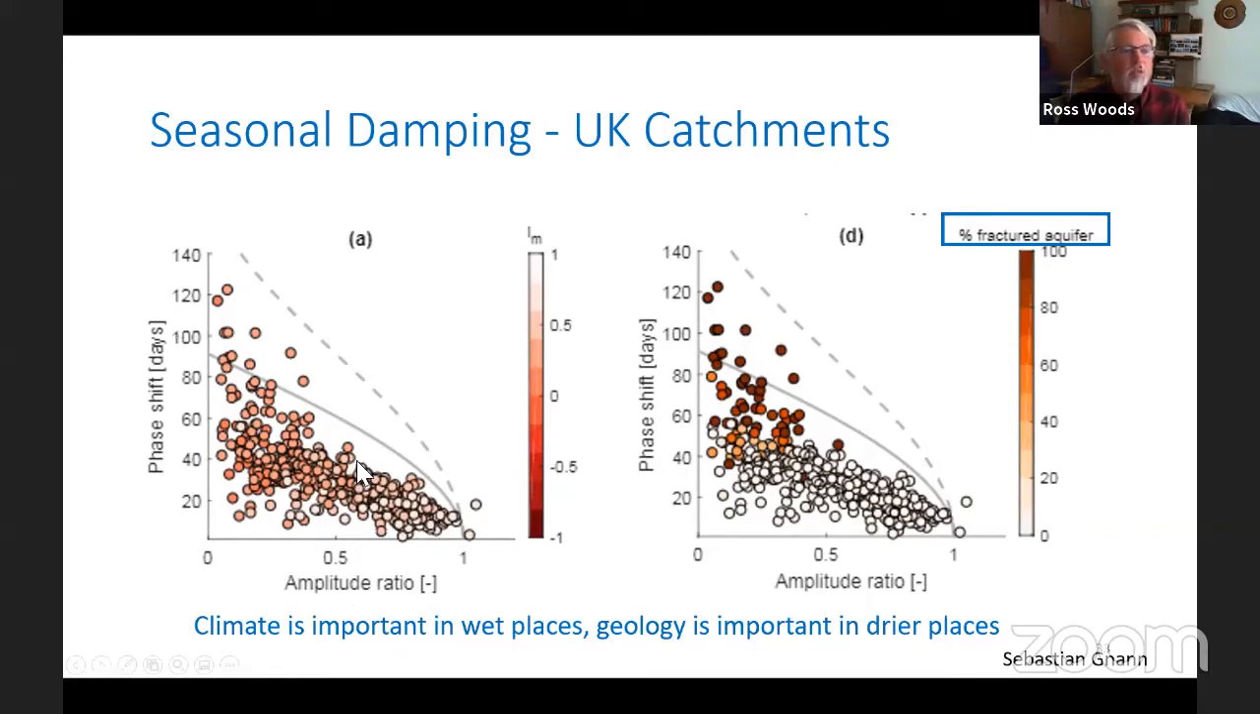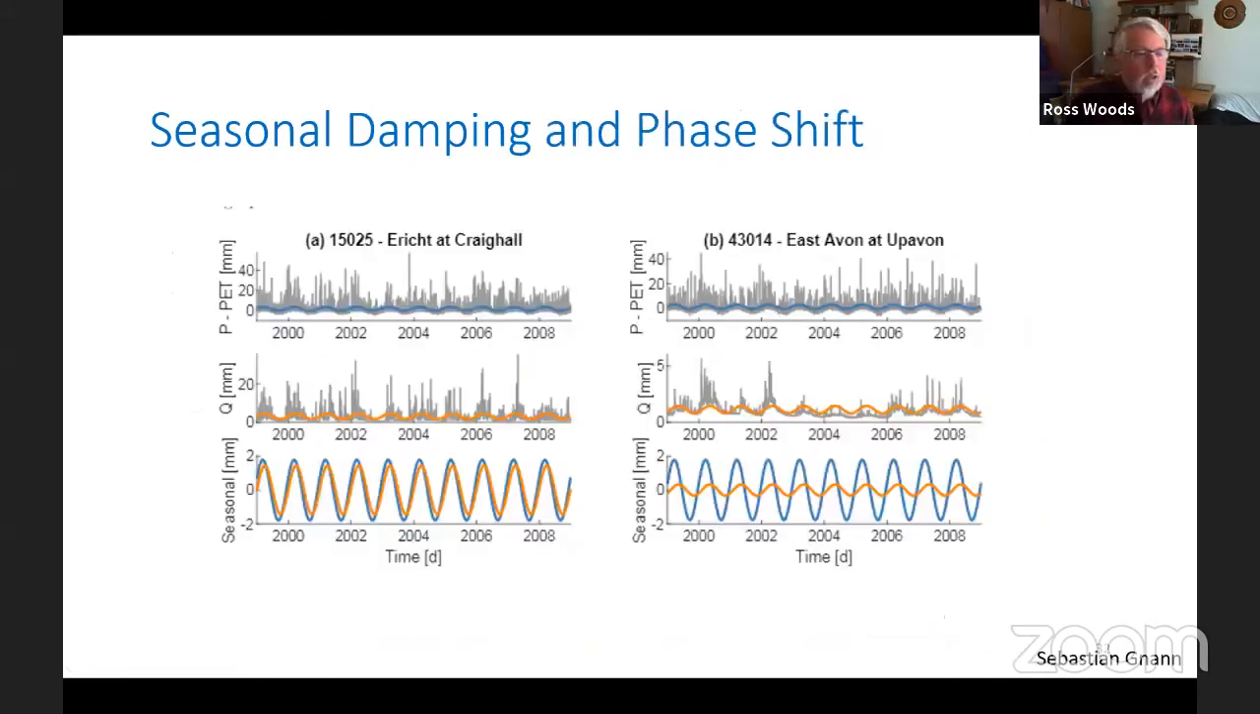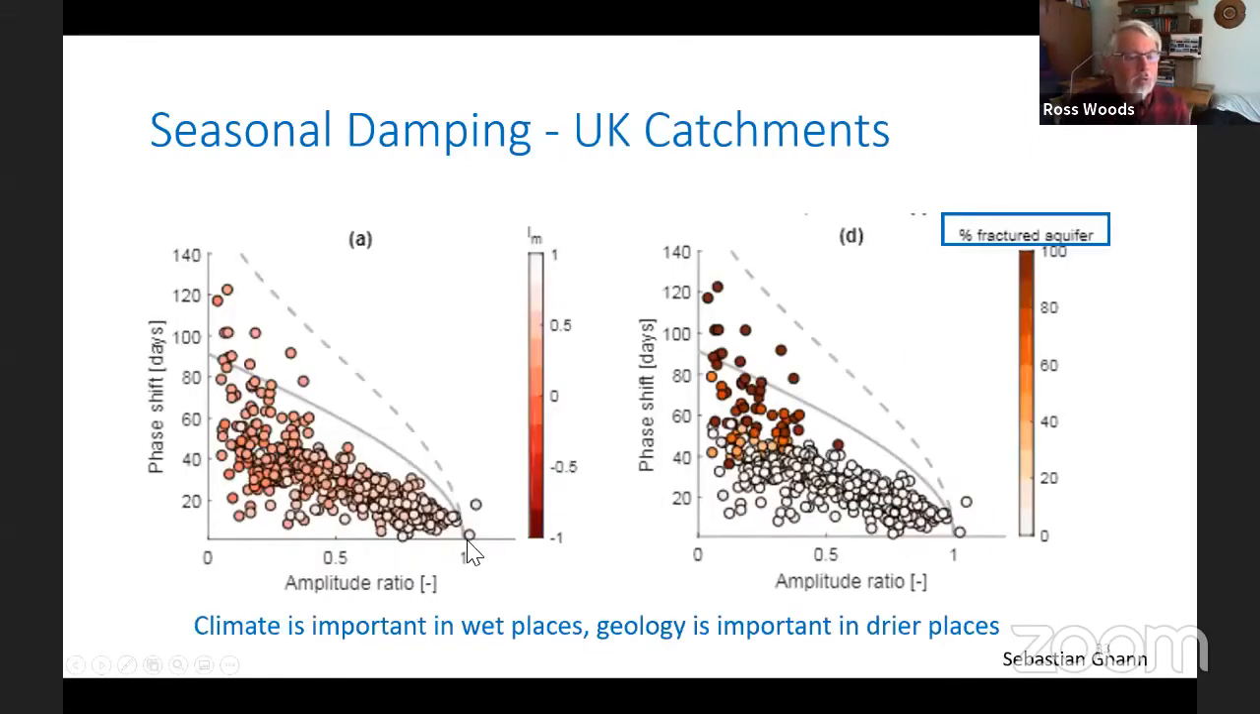For the catchments that we've studied in the UK, along the x-axis, something we call the amplitude ratio. So this is the ratio between, if I go back to this picture again, the amplitude of the blue curve and the amplitude of the orange curve. In this case, because there's not much damping at all, the amplitude ratio is almost 1. Over here on the right, the amplitude ratio is much smaller. So we plot here on the x-axis for each catchment its amplitude ratio, and on the y-axis its phase shift.